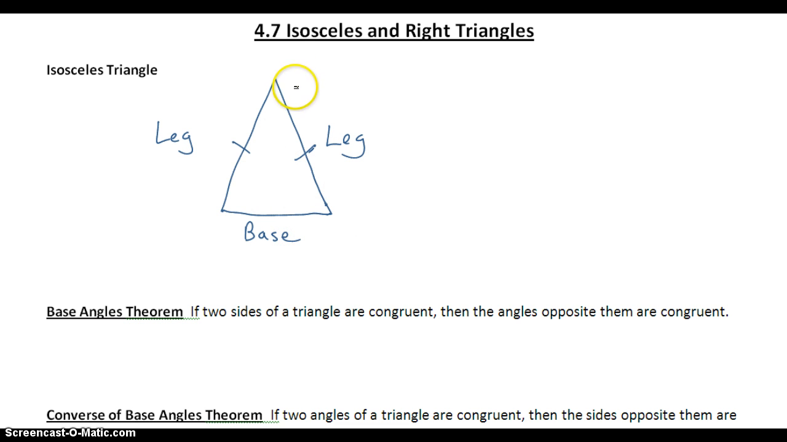The angles. The angle between the two legs is the vertex angle. The vertex angle is the angle that will tell you what kind of isosceles triangle you have. If the vertex angle is acute, we have an acute triangle. If the vertex angle is obtuse, we have an obtuse triangle. And if the vertex angle is right, we have a right triangle. The two other angles that aren't the vertex angle, that aren't between the two legs, are called the base angles.